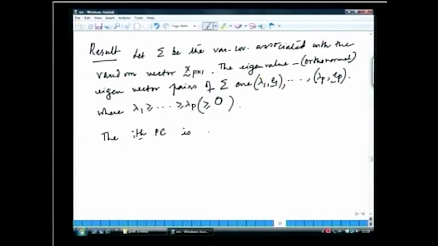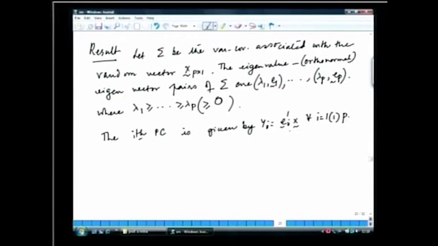Then the ith PC is given by yi, which simply turns out to be ei transpose x for every i from 1 to p. So, after having said all these things, what we do is simply consider the sigma matrix, calculate the eigenvalues and the corresponding orthonormal eigenvectors, and we will see that the ith principal component is nothing but a linear combination of this type, where we are taking help of the orthonormal eigenvector. So, the linear combination that I have is yi equals ei transpose x.